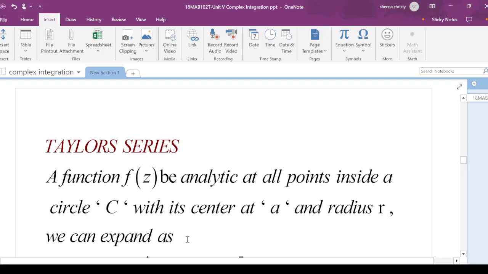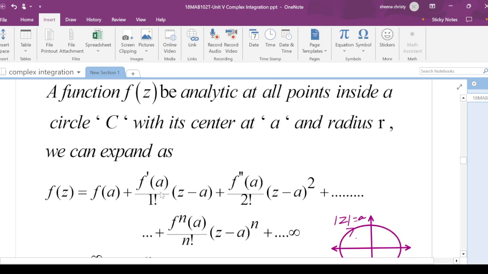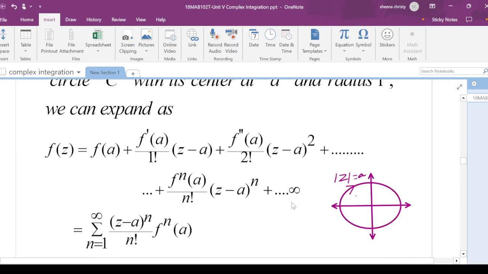Now come to the Taylor series statement. Let a function f of z be analytic at all points inside a circle C with its center at A and radius R. We can expand it as f of z equals f of A plus f dash of A by 1 factorial into z minus A plus f double dash of A by 2 factorial into z minus A the whole square etc. In general, you can write it in this manner: sum of n equals 1 to infinity z minus a to the power n by n factorial into f n of a. So here the circle is mod z equal to a.